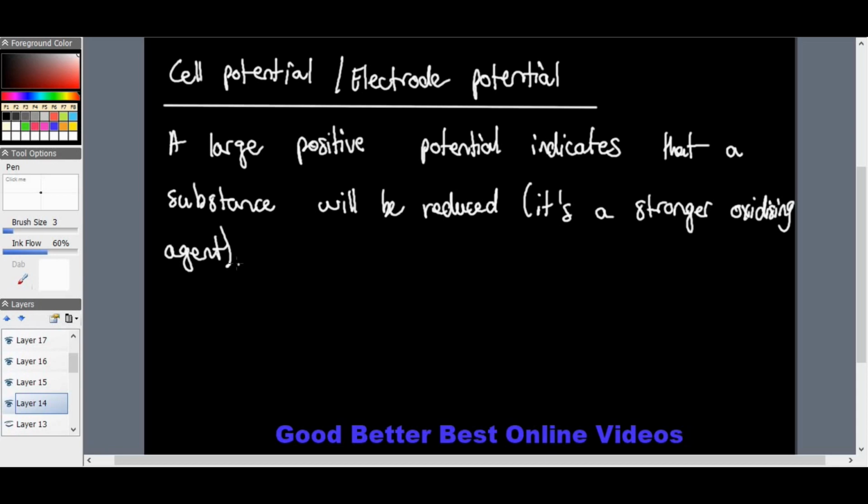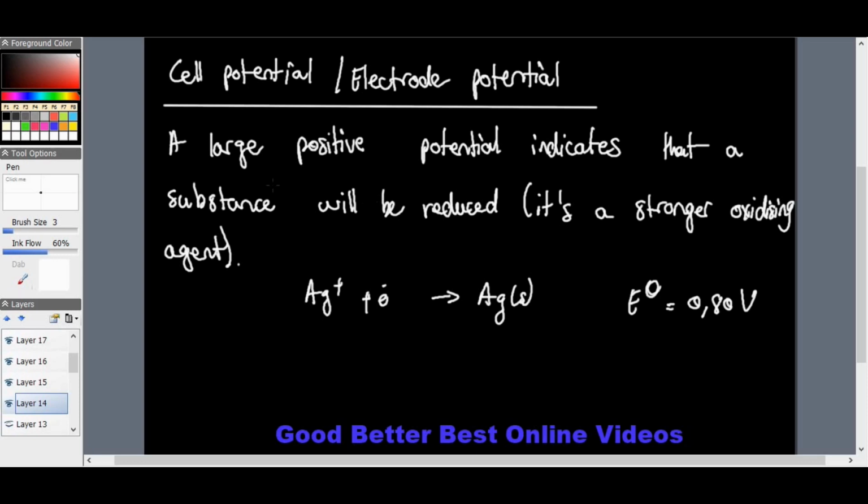Why is silver, which is Ag plus an electron, tends to just solid Ag, why is it considered to be the reaction that takes place at the cathode? It's because it has a large positive electrode potential, meaning it's a stronger oxidizing agent. Okay? Similarly, the opposite is also true.